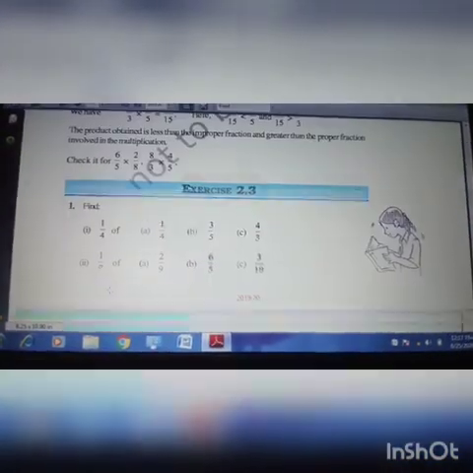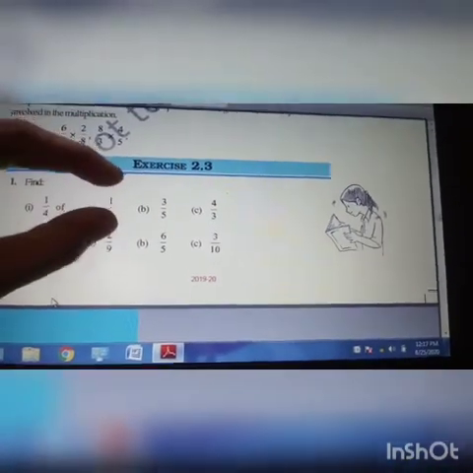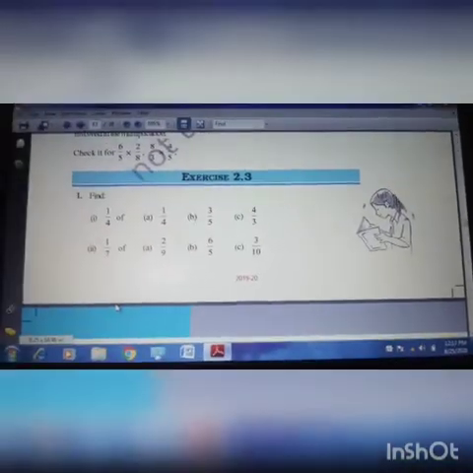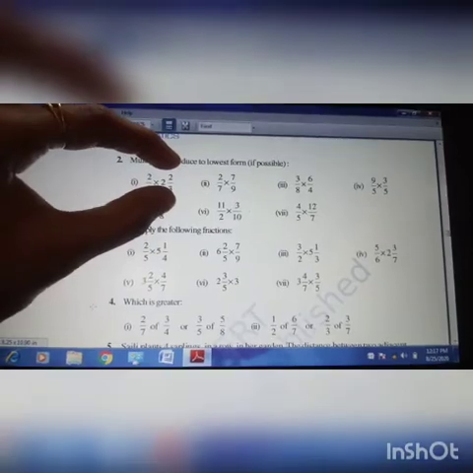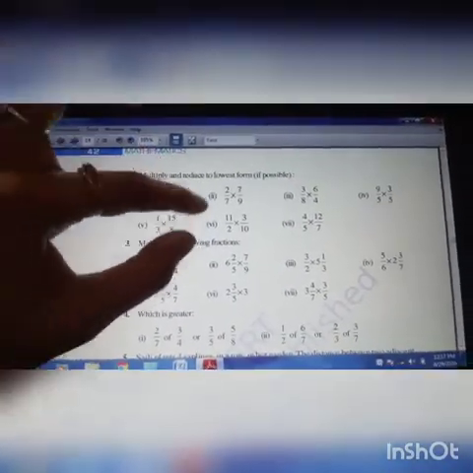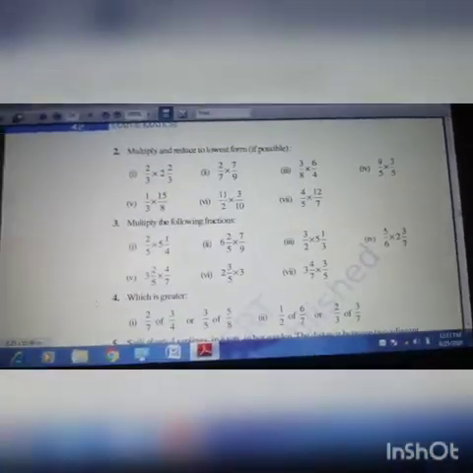Next 2.3. This also, see 1 by 4 of 1 by 4. Upper 1 by 4 is also a fraction. 1 by 4 is also a fraction. So we don't want to convert it. See, this is a fraction and this is a mixed fraction. You can convert this fraction to an improper fraction, then you multiply it. Okay.